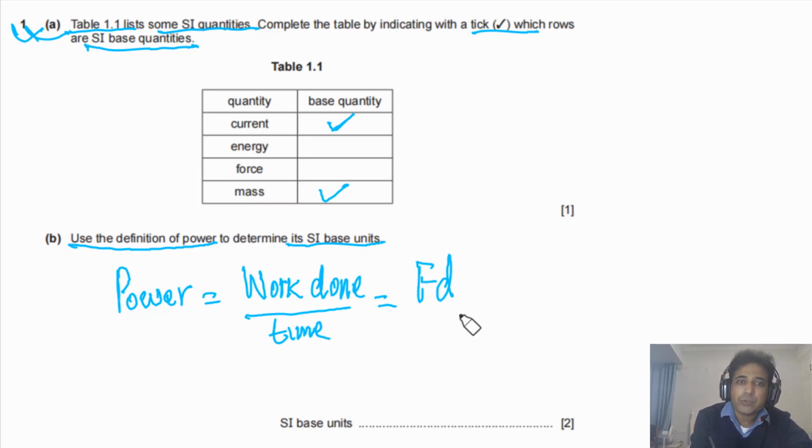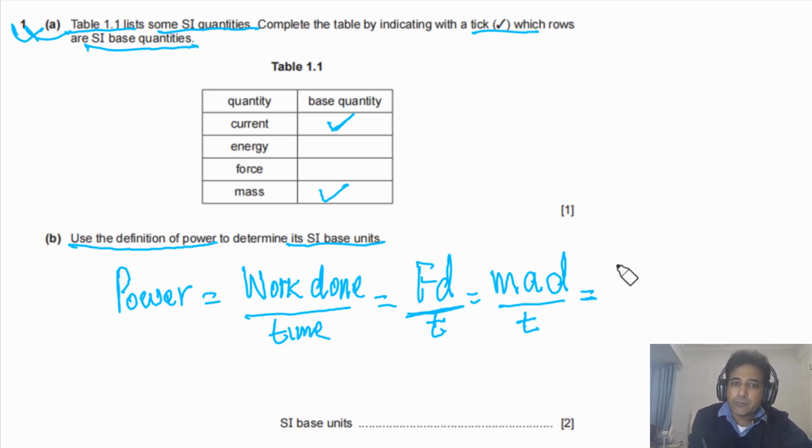So this is force times displacement in the direction of the force divided by time taken, and F we can write as F is equal to ma. So this is ma times d divided by time. Now we simply need to write the units. Unit of mass is kg, unit of acceleration is meter per second square, unit of distance is meter, and unit of time is second.